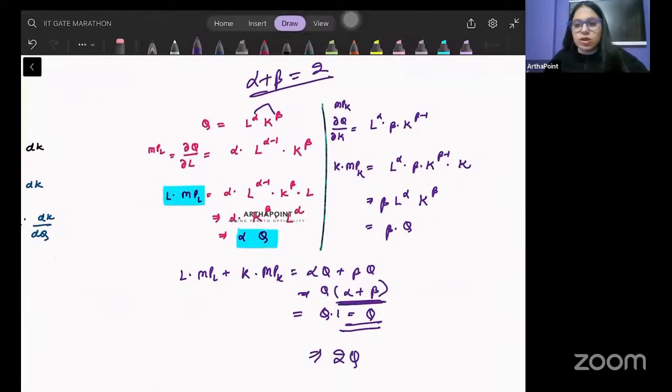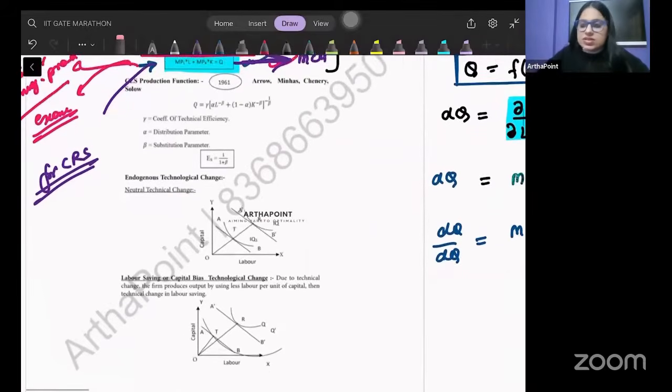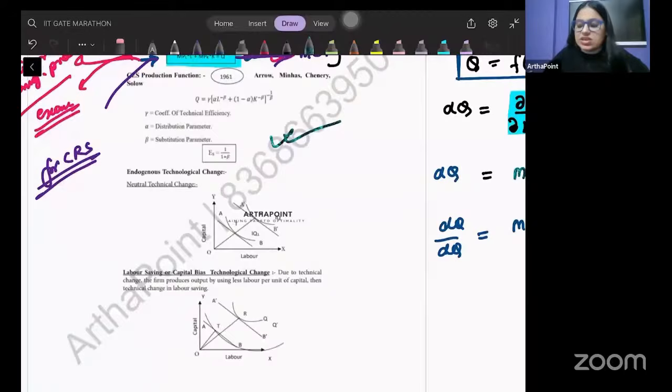Alpha plus beta is 2. If your alpha plus beta is just half, then it will be half times the output. Only when it is a CRS production function, you will get exactly Q. Okay. Then this is the CES production function.